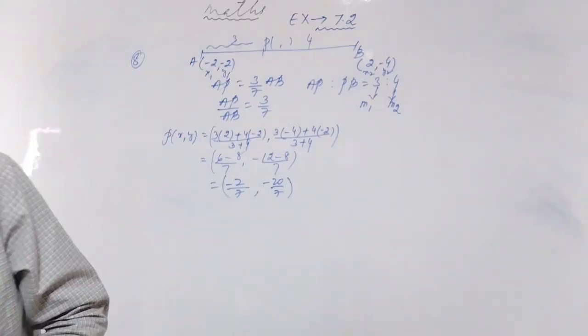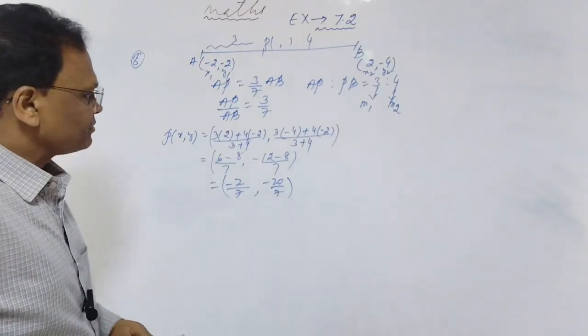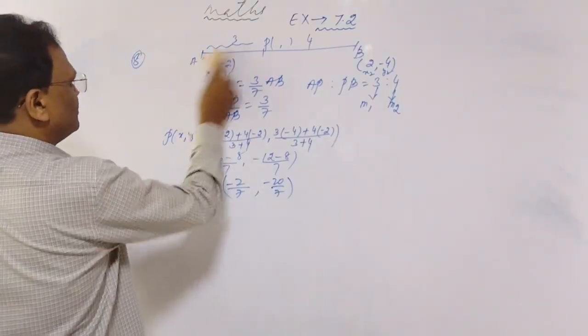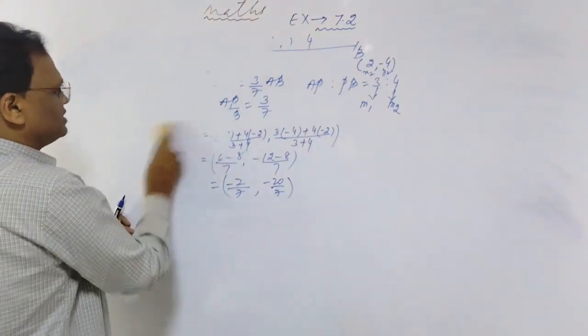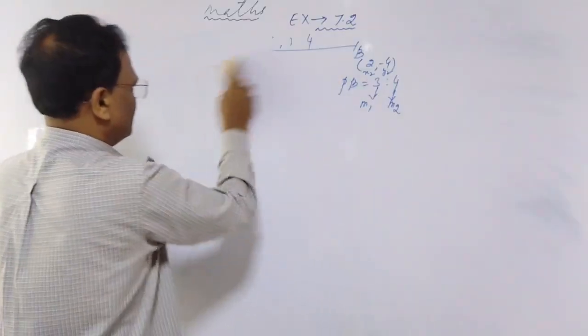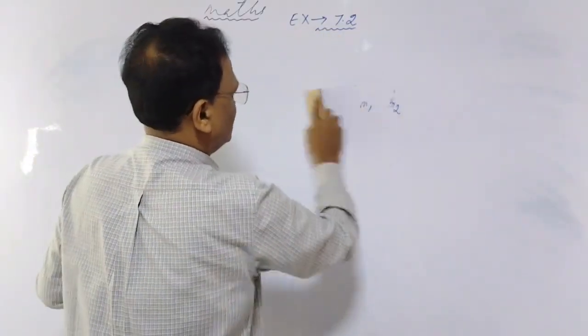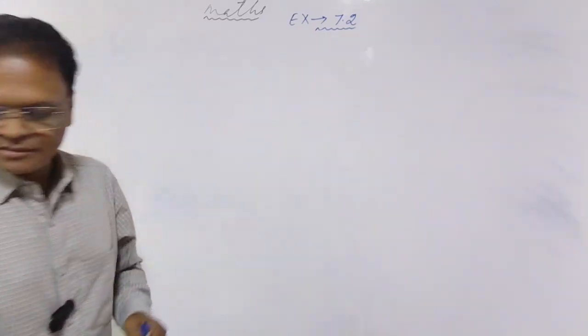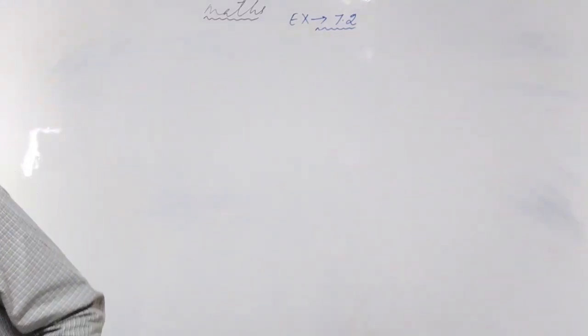Now the question number 9. For the question number 9, just the same formula. We are using the same formula, nothing else. Only the x coordinate and y coordinate we find by using the section formula or distance formula.